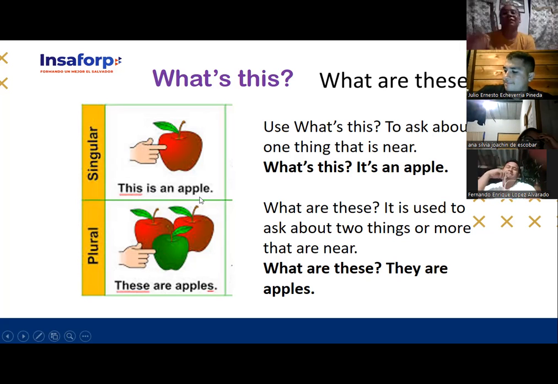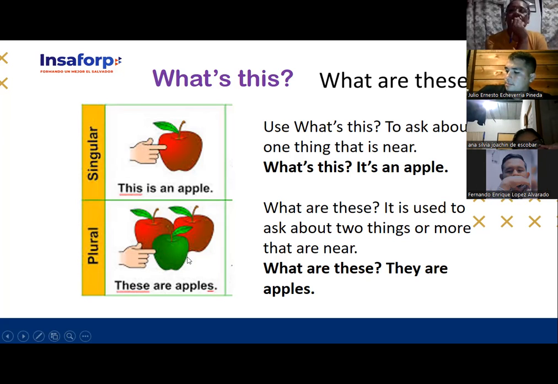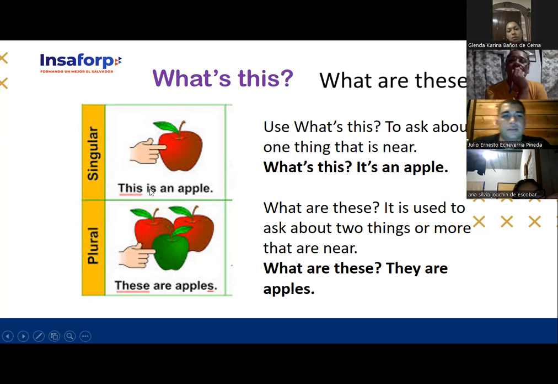Okay, so this is an apple and these are apples. So this is an apple. Look, it's singular. We use the verb is and we use an because it's only one and because it starts with a vowel sound. And we have three apples, one, two, three apples. So it's plural. These are, it's in plural, are, and the S at the end of apples.